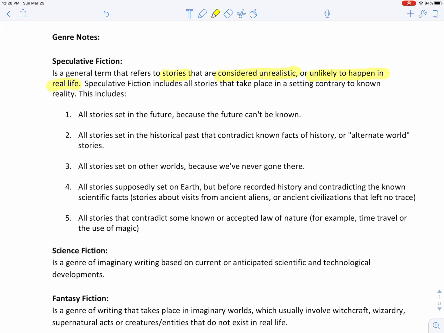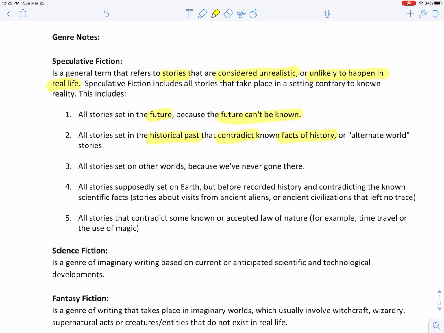So anytime you read a story that is set in the future, that is a speculative fiction story because the future can't be known. Anytime you read a story that takes place in the historic past but contradicts or goes against the actual facts of history, that's considered a speculative fiction story. So, for example, if you're reading a book about the American Revolution and the author explores, well, what if the Americans didn't win the revolution and the British did? Well, that would be considered an alternate world or alternate history story, and it's speculative fiction.